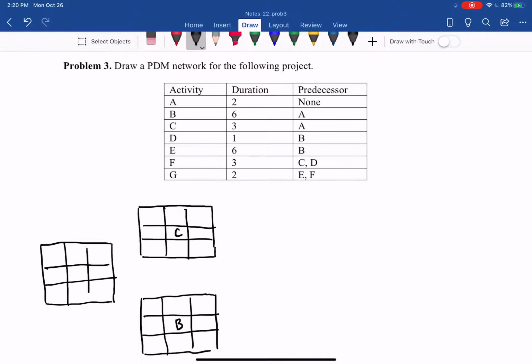And this is A, and C follows A. So it starts from the right side of A to the left side of C. Similarly, B follows A, so from the right side of A to the left side of B. And then you have D and E following B. So we have D and E.